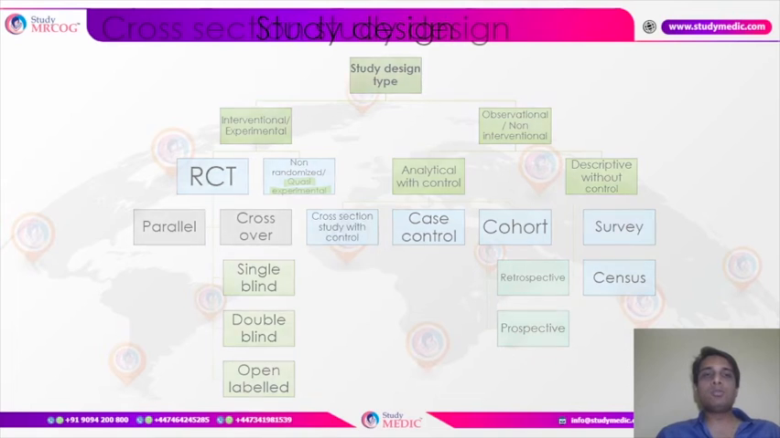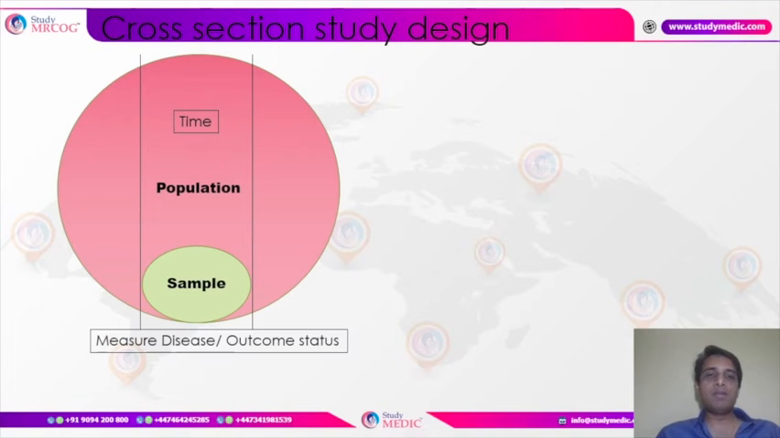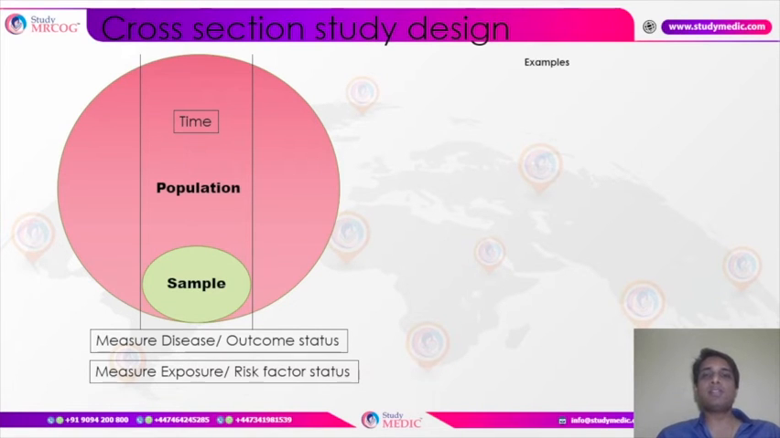Now, coming to cross-sectional study design. When we select from a population at a single point in time, or a particular duration of time, we choose a sample from that. In that sample, we measure the disease or the outcome status. Simultaneously, we measure the exposure or risk factor status. This is called a cross-sectional study design.